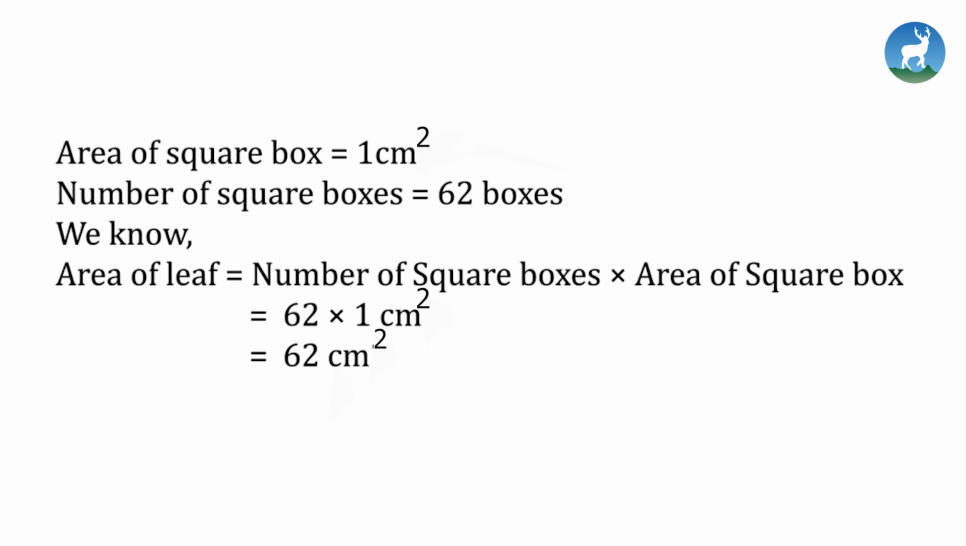Number of square boxes equals 62 boxes. We know area of leaf equals number of square boxes into area of square boxes. Here we have 62 as the number of square boxes and 1 centimeter square as the area of square box, so our result will be 62 centimeter square.